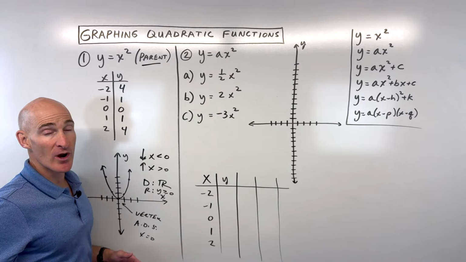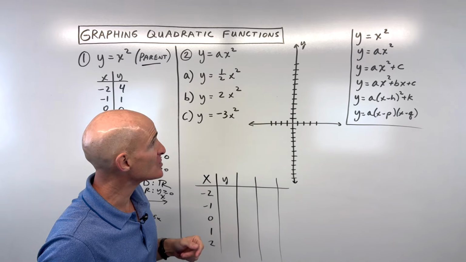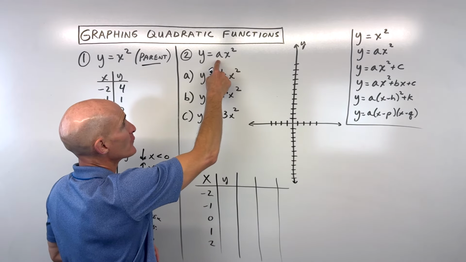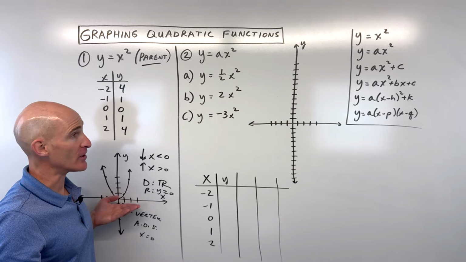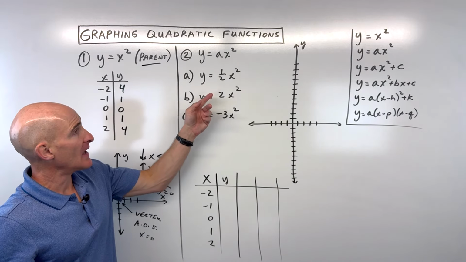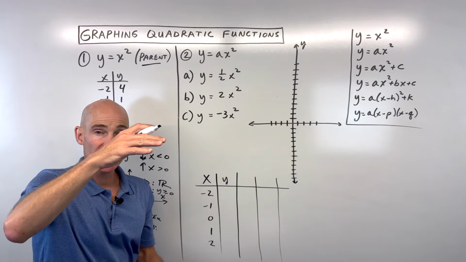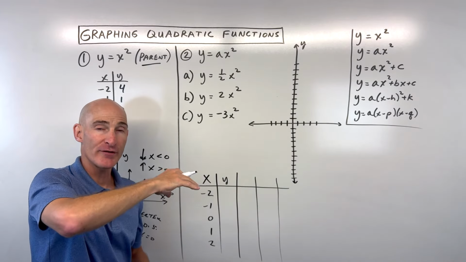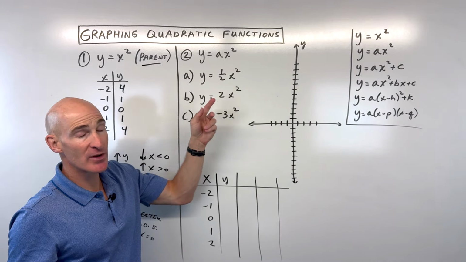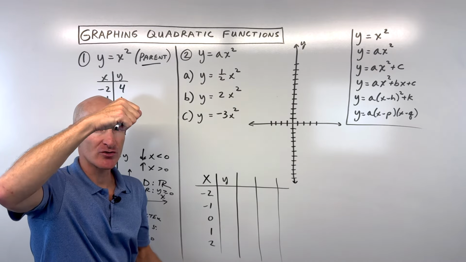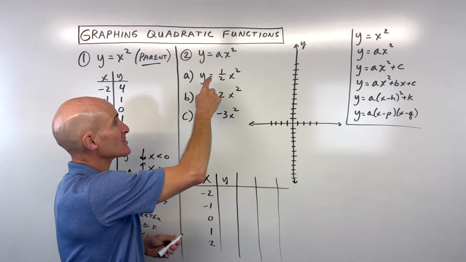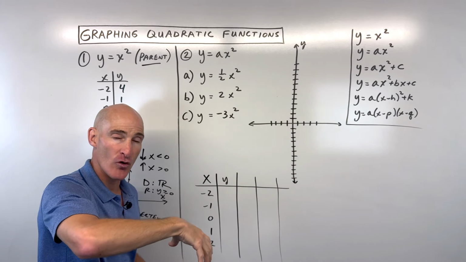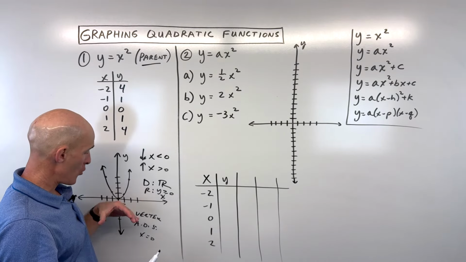But now we're going to look at some of these other types, starting with y equals ax squared. So what do you think this a value, this coefficient in front of the x squared, does to this parent function? Well, it's basically going to be a stretch, a shrink, or a reflection. What I mean by that is if this number is bigger than 1, it's going to be a vertical stretch. If it's between 0 and 1, it's going to be a vertical shrink. And if this number is negative, it's going to reflect it over the x-axis, making this graph open downward like that.